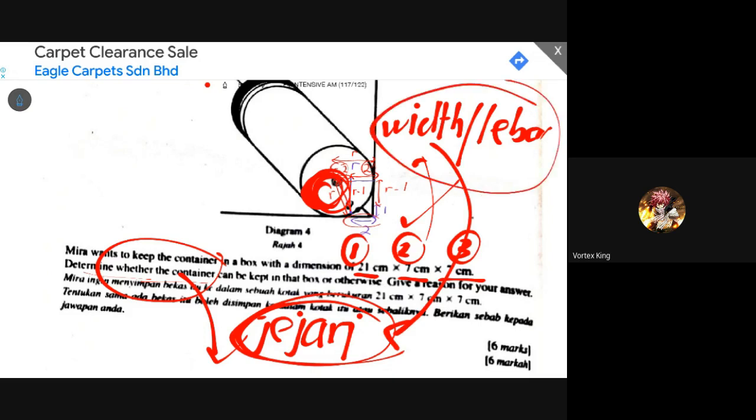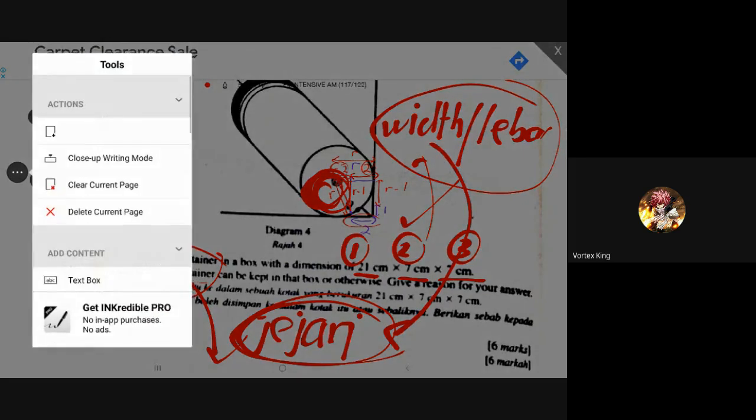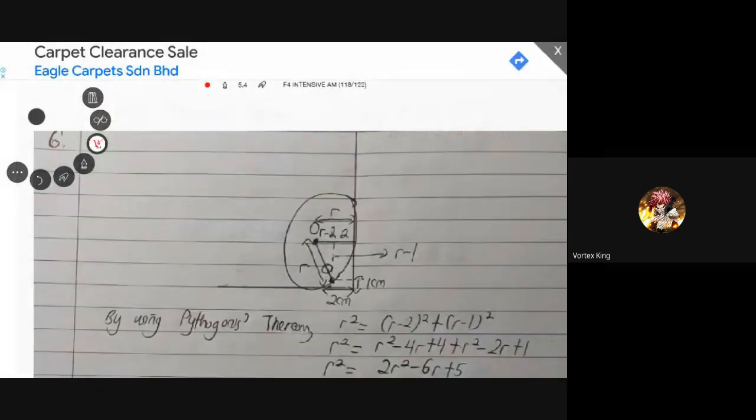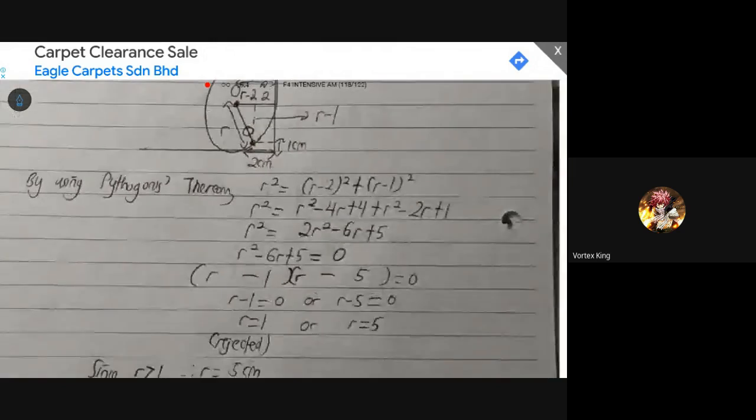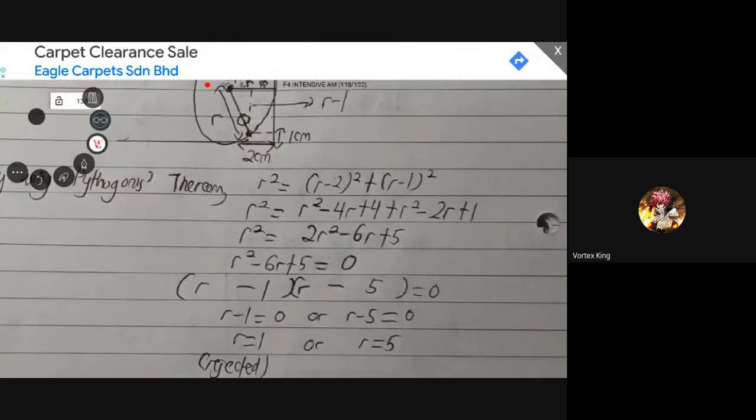Okay, so if you want to know how to solve, you all can see like this over here. So Pythagoras theorem, kamu akan dapat ungkapan kuadratik sebenarnya. This is why I put the question under this chapter. Sebab kamu kena selesaikan kuadratik. Okay, so I think this one you all can find lah.